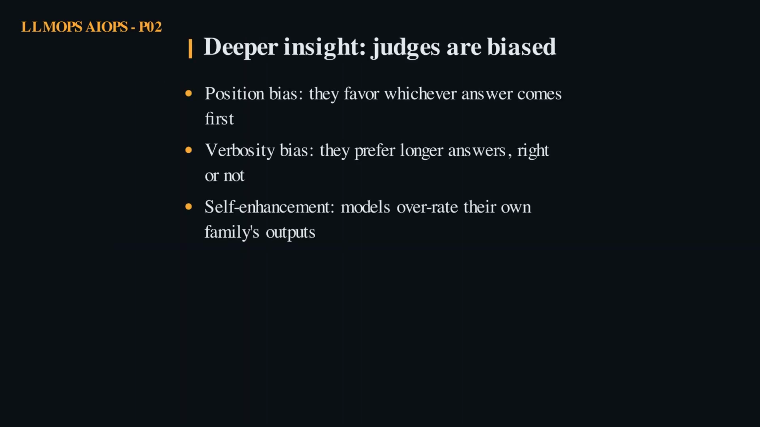Now the catch, documented by Zheng and colleagues in 2023: the judge itself is biased. It tends to favor the first answer it sees. It rewards length even when length adds nothing, and it flatters outputs from its own model family. So, randomize the answer order, cap or normalize length, and never let a model be the sole judge of its own family. Do that, and judges go from a party trick to a reliable metric.